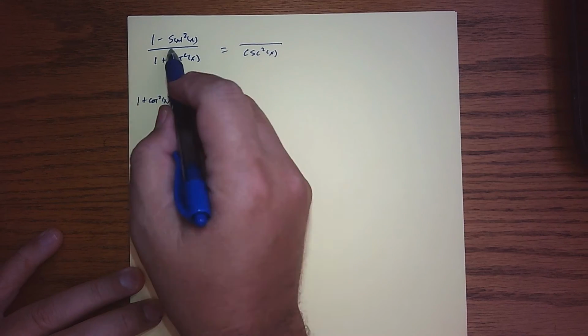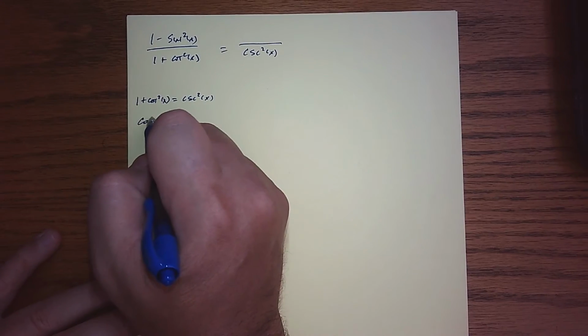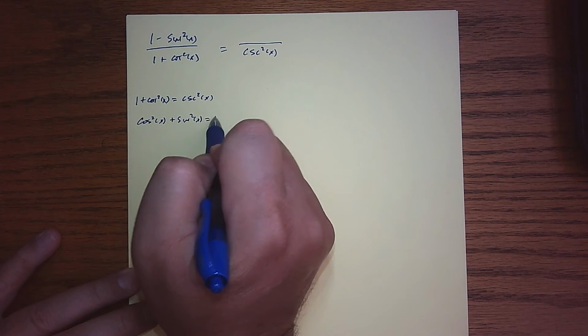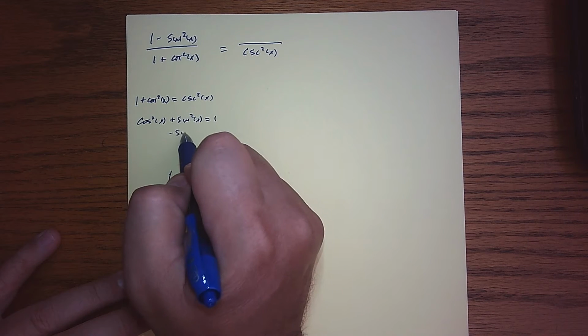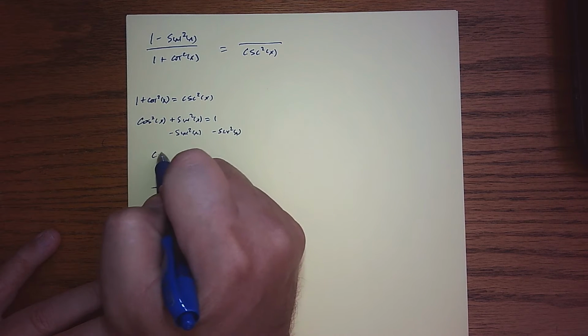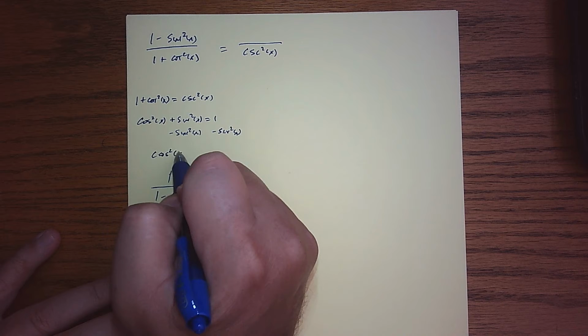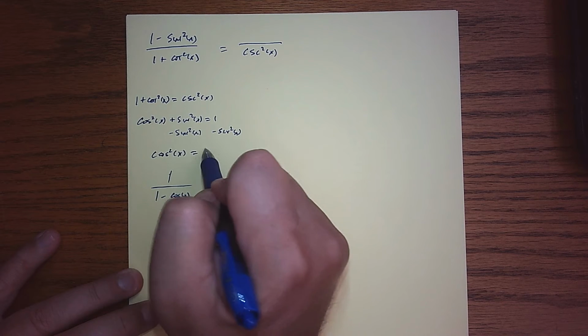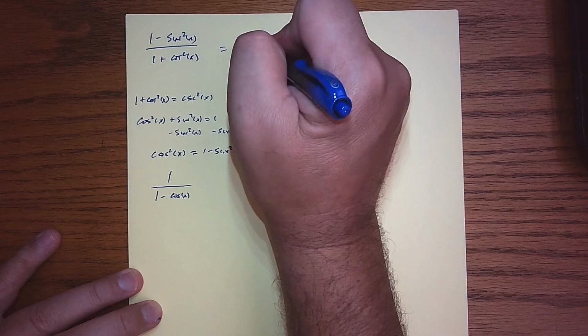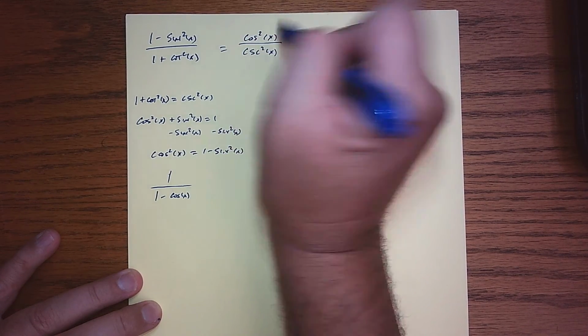The top, if we take our cosine squared x plus our sine squared x equals 1, if I subtract the sine squared x, then what I'm basically looking at here is another way to write cosine squared. So we have cosine squared x.